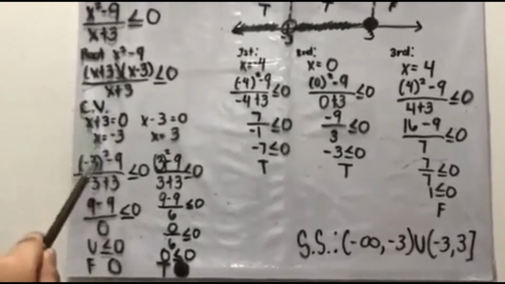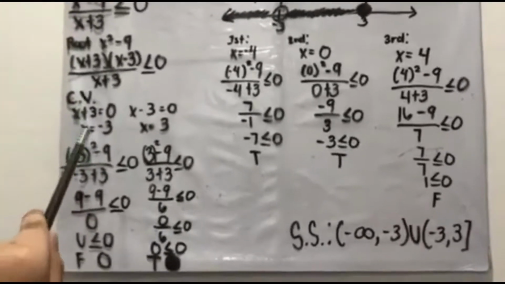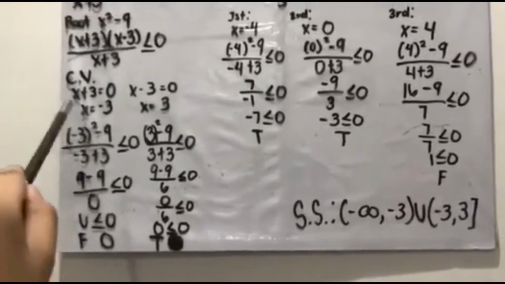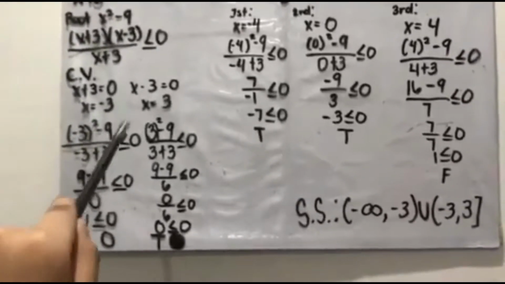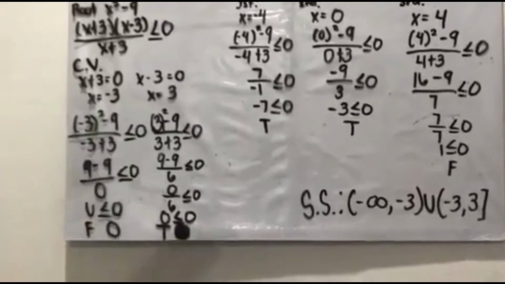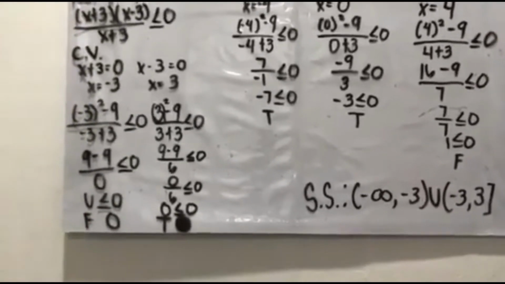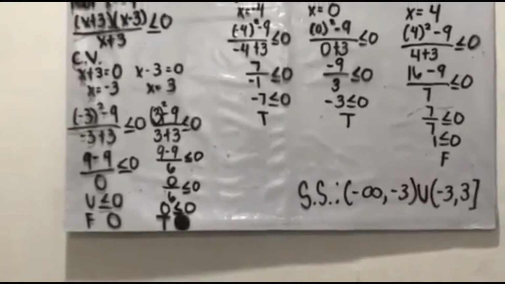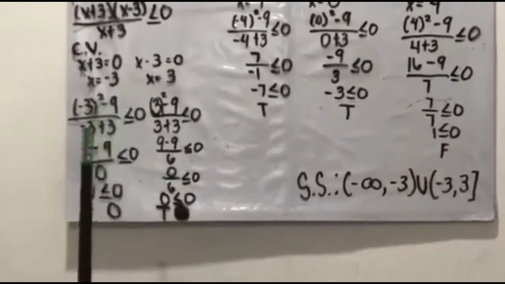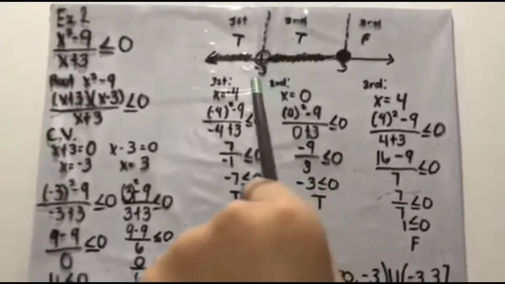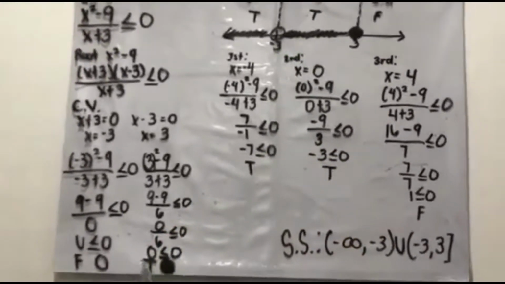So, substitute lang. Negative 3 squared minus 9 is equals to 0. While negative 3 plus 3 is equals to 0 then. So, 0 over 0, undefined yon. So, undefined is less than or equals to 0. Ang sagot niyan is false. So, yung lalagay nating circle dun sa number line is open lang.